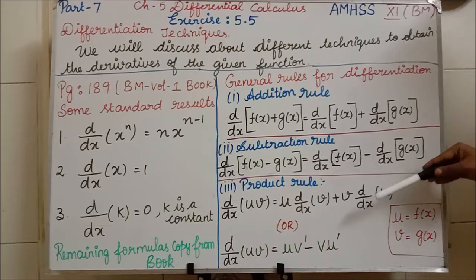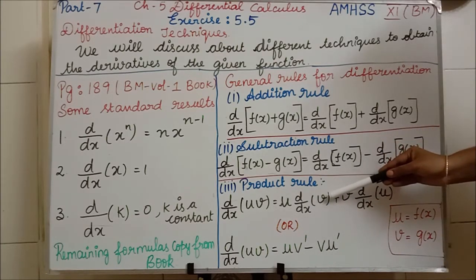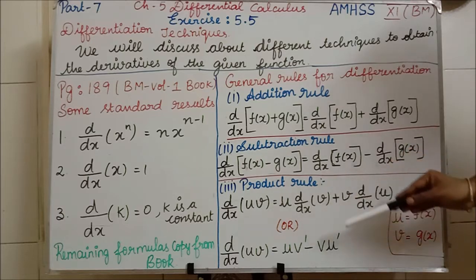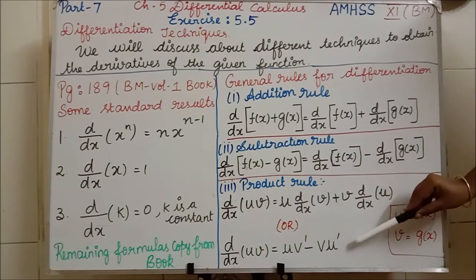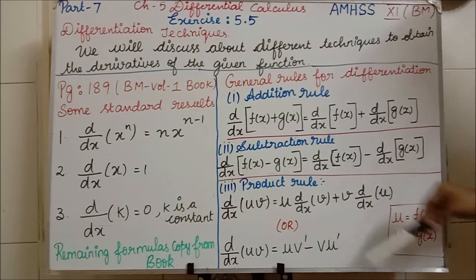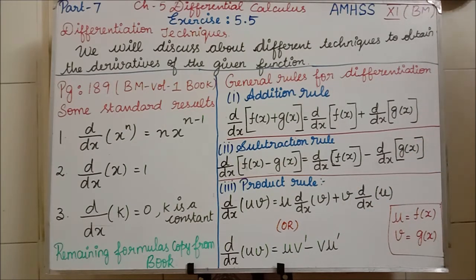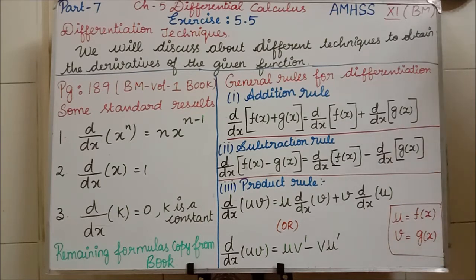In short form, u d by dx of v we can write as u v dash, minus, here v d by dx of u means v u dash. In short form, when using the formula, we will not write this full length. We will use uv dash minus vu dash. You have to enter this into your mind. So for a product rule, immediately your mind should strike: uv dash minus vu dash.